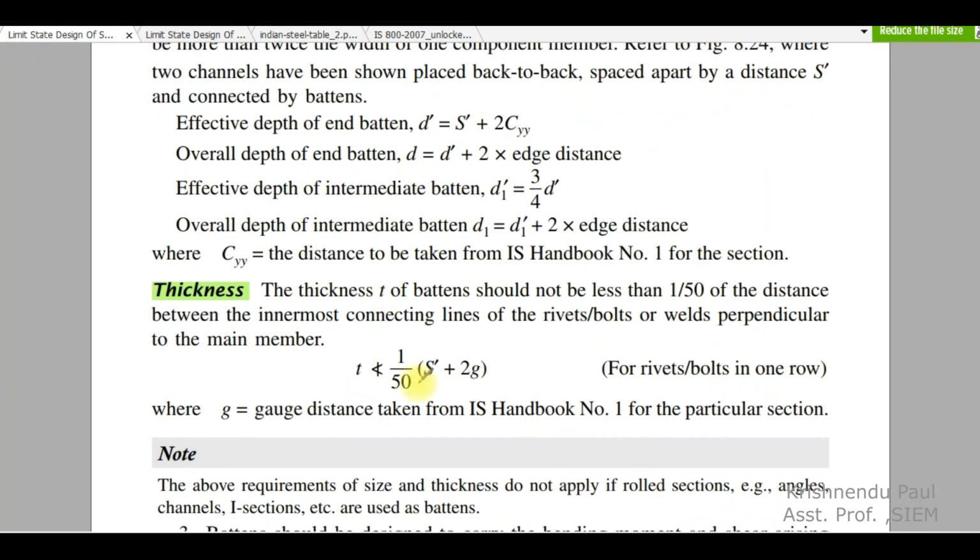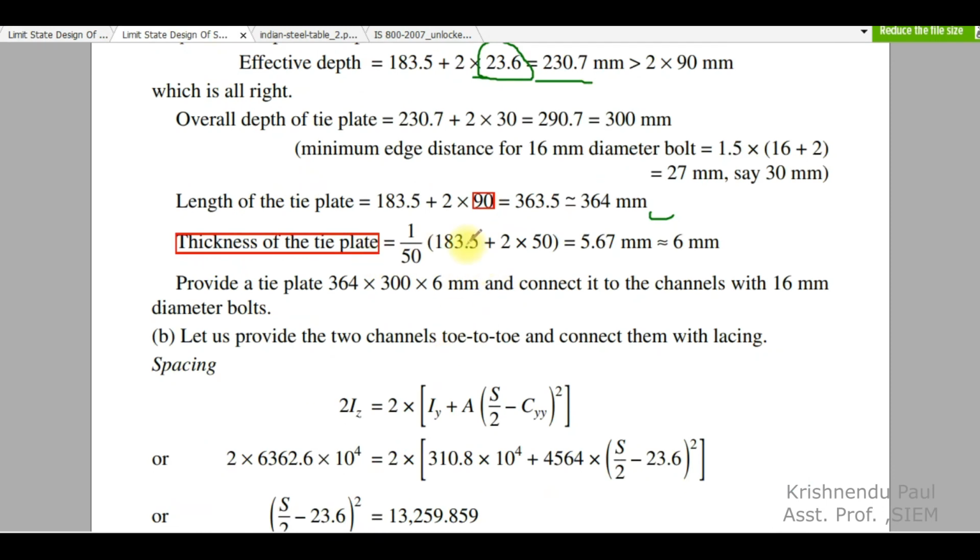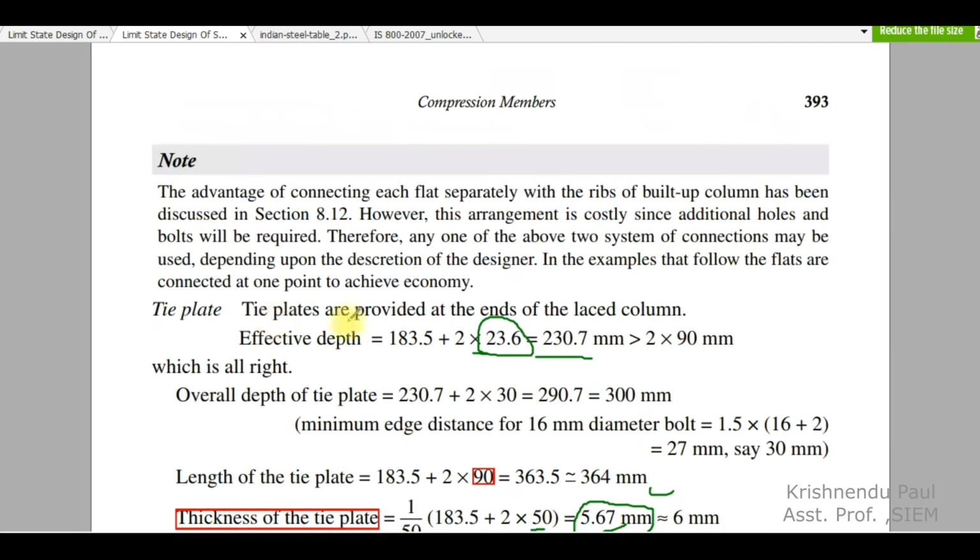Here the thickness should not be less than 1 by 50 of S dash plus 2g. You know S dash and 2g, so just use this formula. S dash is 183.5 and g is 50, so 2 into g, then 1 by 50. It should be at least 5.67, or more than this 5.67. So you can provide a 6 millimeter thick tie plate. The specification of the tie plate is 364 into 300 into 6 millimeter, and connect it to the channels with 16 millimeter diameter bolts.